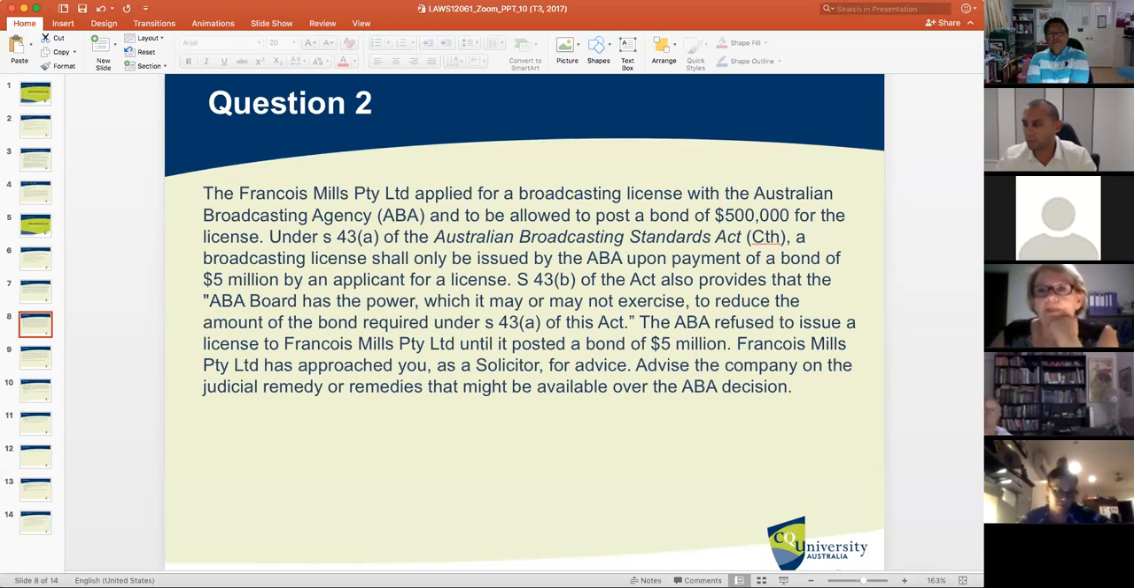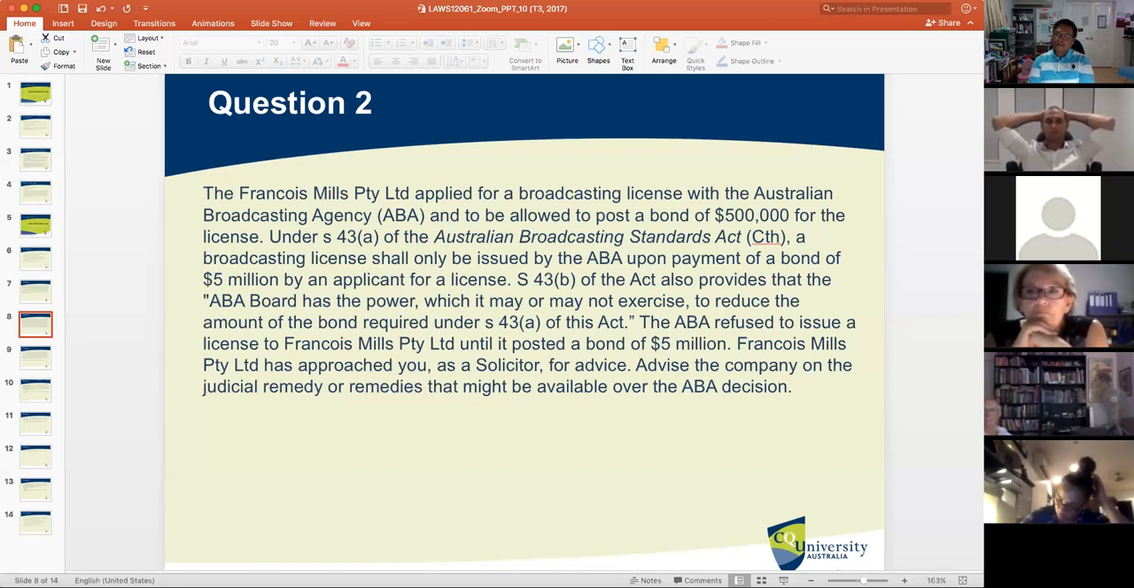Okay. What do you think? Oh, I don't think that he's got any real grounds to apply. If it's open to them to make that decision to reduce it or not, and they've decided not to, then they're still acting within the powers granted under the statute.